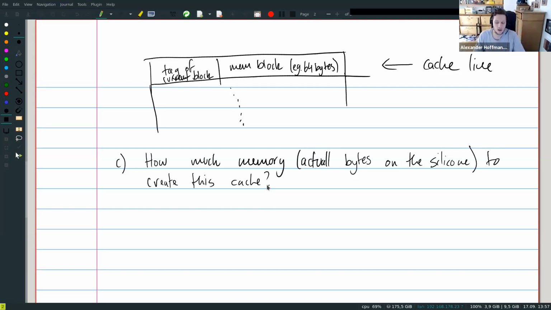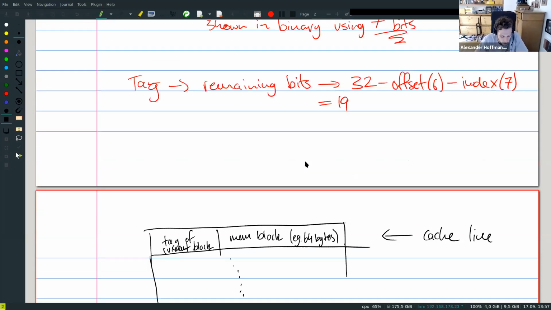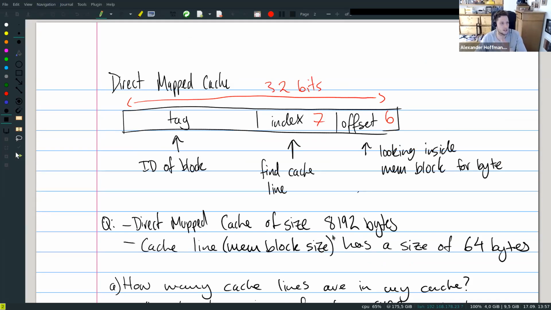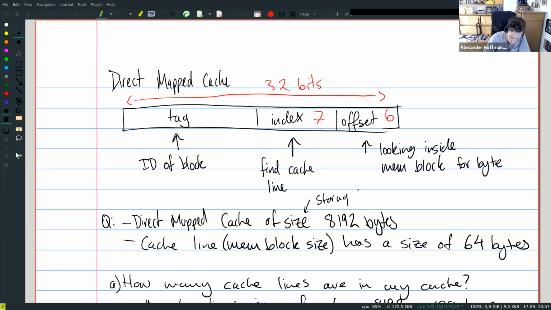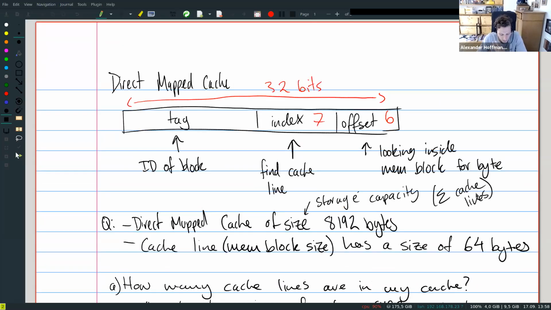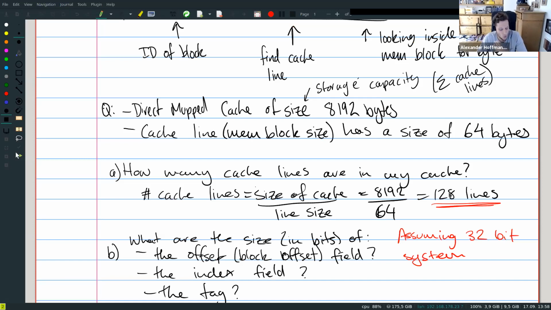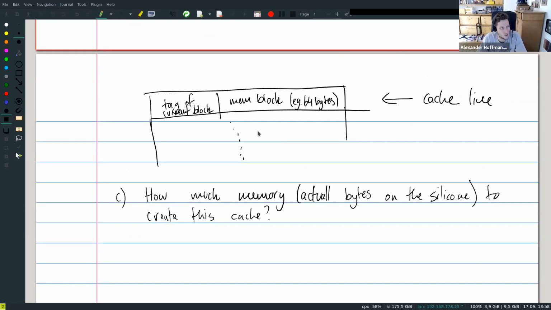So can anyone tell me how we would calculate this? We know from the questions at the very beginning the size of the cache. This means the storage capacity, which is the sum of the cache lines. But we've figured out we have 128 lines. What extra memory, what other size do we need to store, actually on the silicon that makes up our cache?